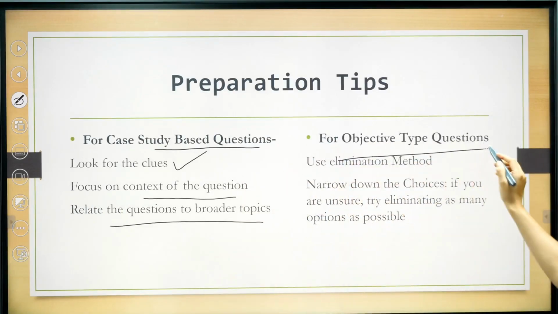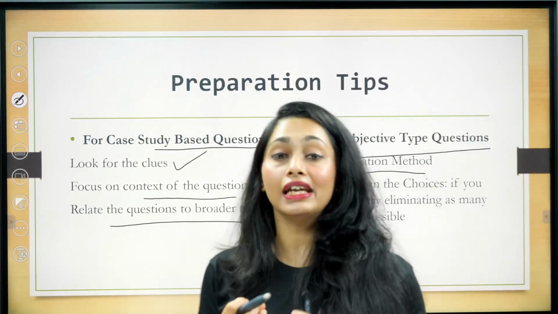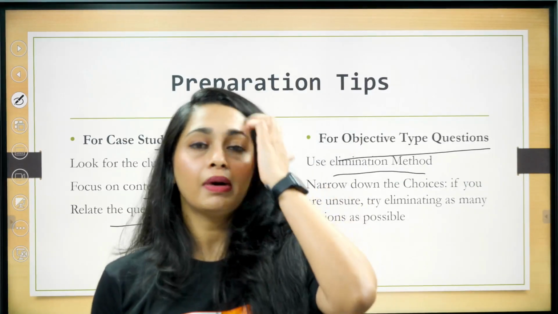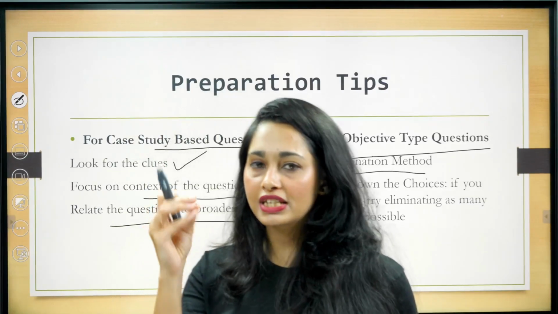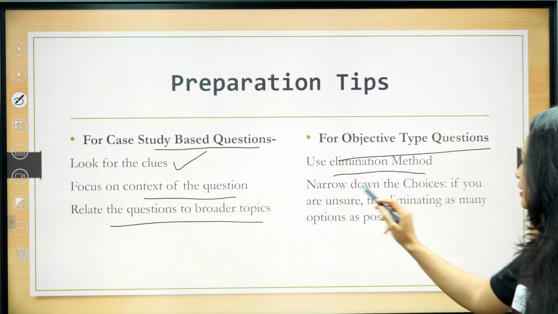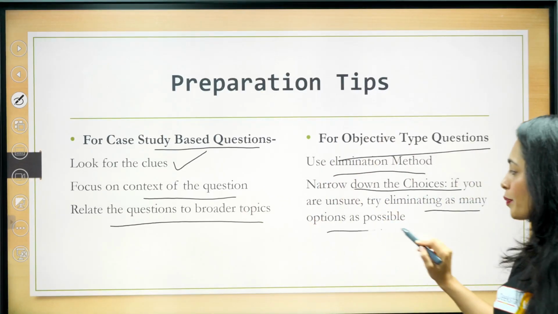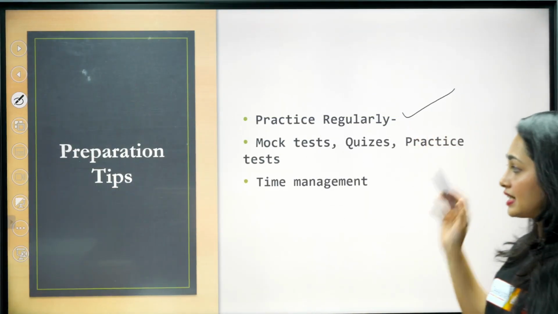And for objective type questions, use the elimination method. I'm telling you again and again, this is very, very useful. Not just for board exams, but even if you take competitive exams someday in the future. Elimination method: narrow down the choices. If you are unsure, try eliminating as many options as possible. And practice regularly. This is very important.